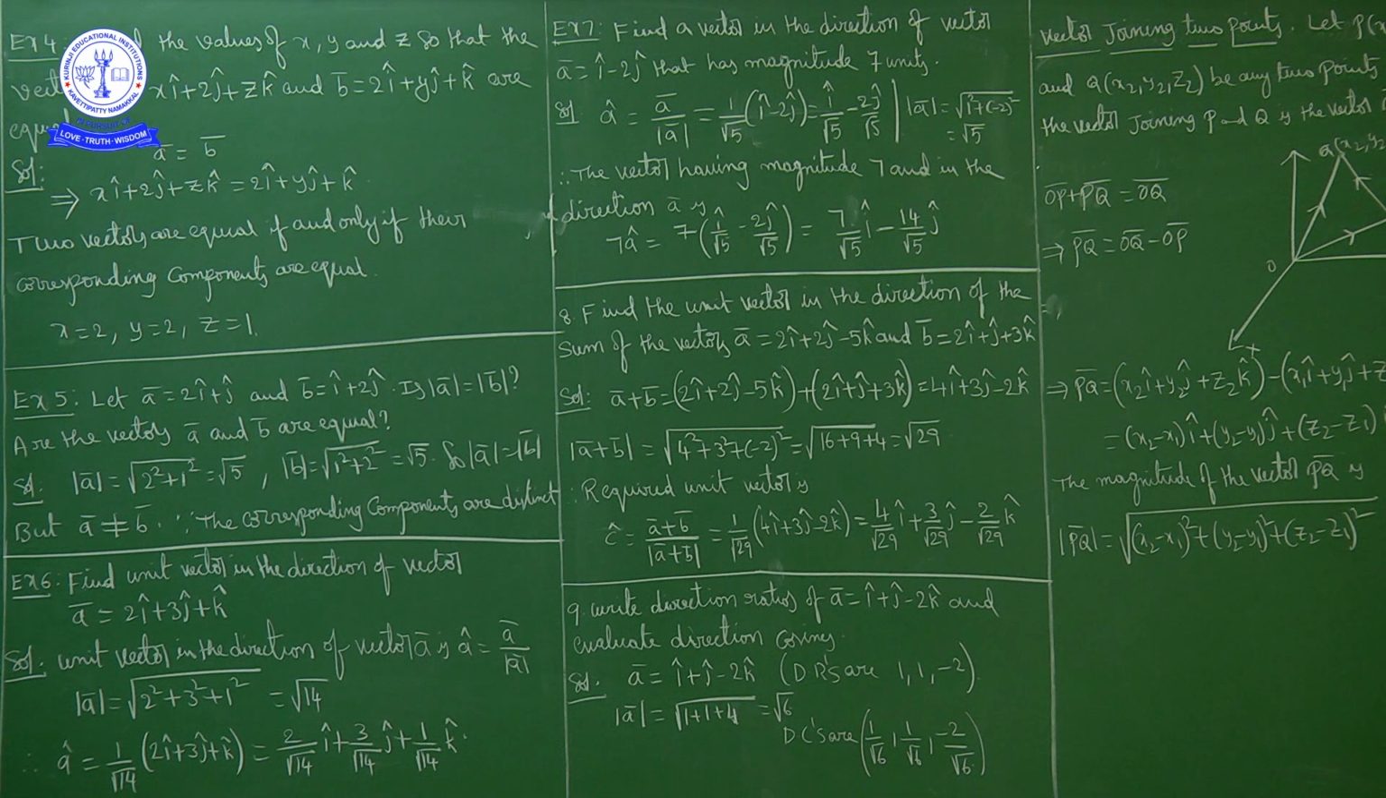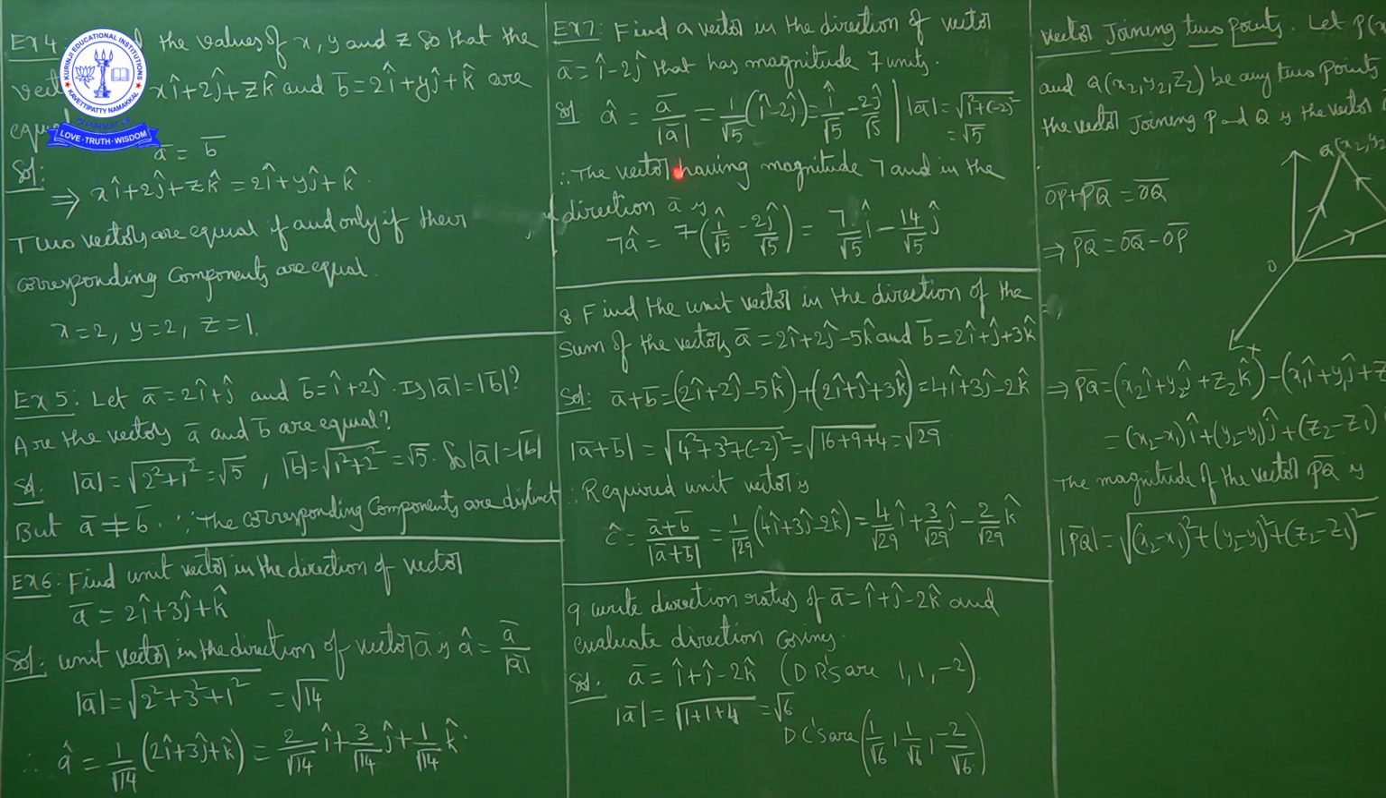Again, find the unit vector with magnitude 5 units but in the opposite direction. Simply multiply with 5. Now here, find a vector in the direction of vector a bar that has a magnitude of 7 units. So first I will find a unit vector. The unit vector is a bar divided by the magnitude of a bar.